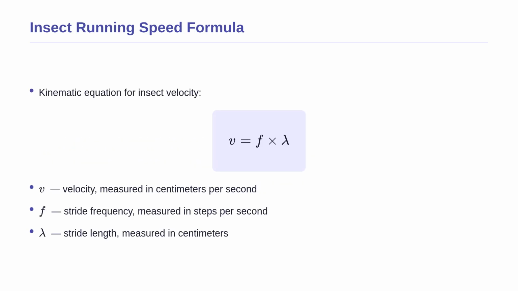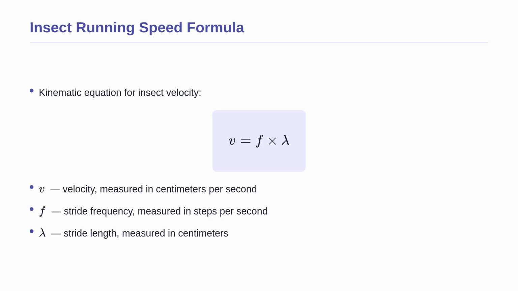This brings us to the mathematical relationship that defines an insect's speed. The formula is v equals f times lambda. Conceptually, this simply means that speed is the product of how fast the legs move and how far each step reaches. In this equation, v represents the velocity, or speed, of the insect, usually measured in centimeters per second.